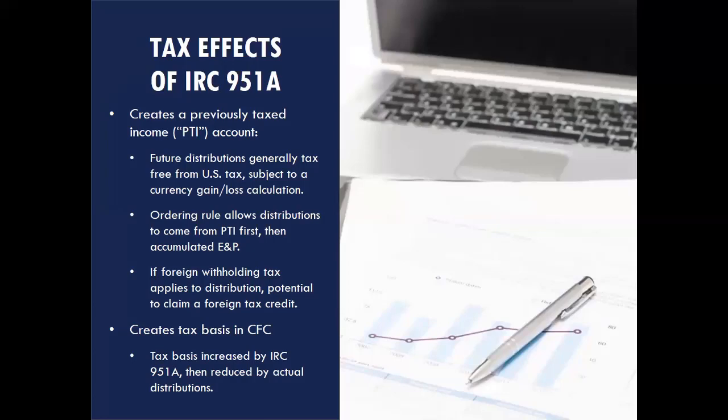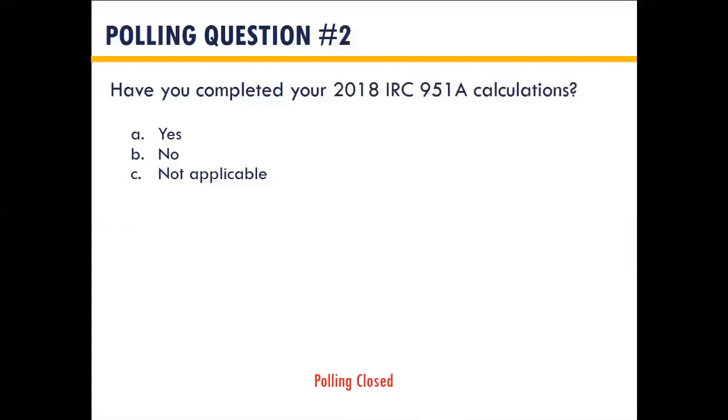The other thing that GILTI does is, if we pick up GILTI, that also increases our tax basis in the asset, in the stock. Later on, if we sell the stock, we would have less capital gain to recognize. And of course, distributions would reduce our basis. With that, I think we'll go into our second polling question: have you completed your 2018 Code Section 951A calculations? Yes, no, or not applicable?